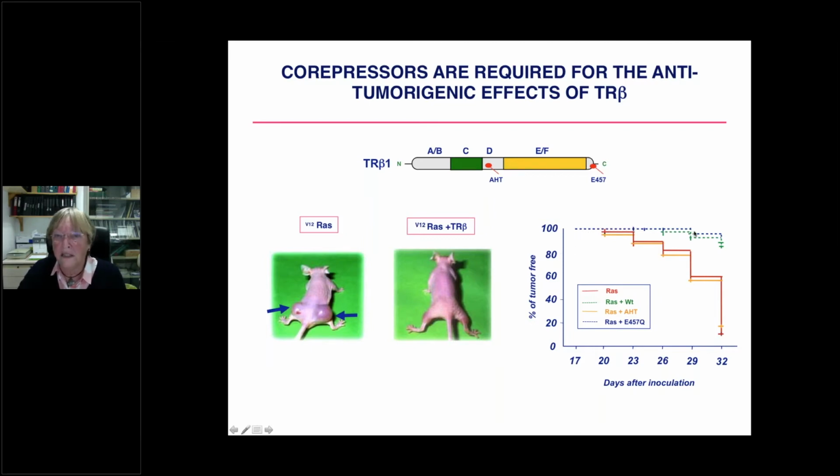And also, interestingly, this mutant in the co-activator domain was still able to repress tumor formation by RAS, but the mutant in the co-repressor domain was unable to inhibit tumor formation, indicating that co-repressors are very important not only in the transforming but also in the tumorigenic effects of the receptor.